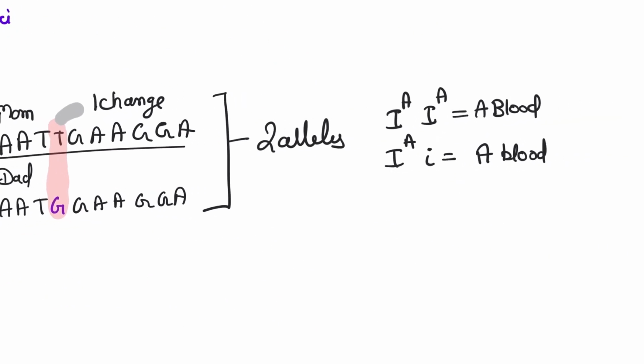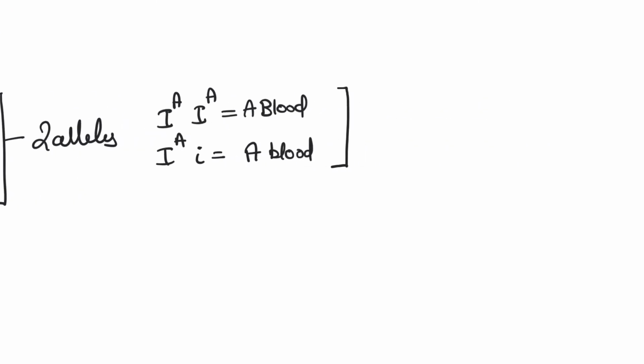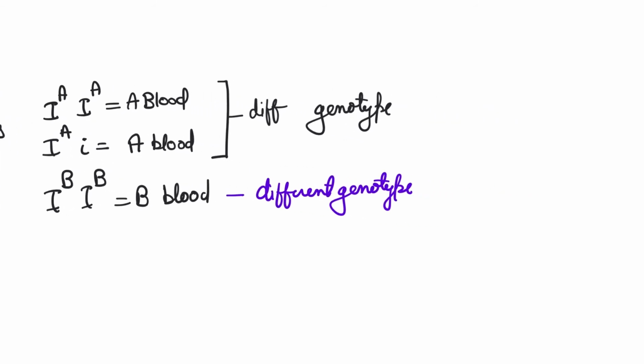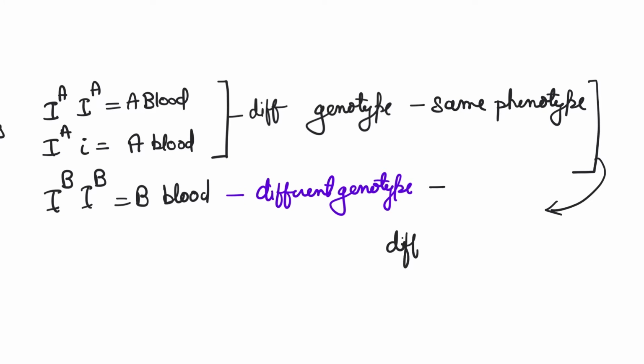But look at the B blood group. It could be IB. It's a different genotype, right? So the first two were different genotype, same phenotype. And the second two are different genotype, different phenotype, right? Now, why do we use measurable? I hope you remember, because we measure this biochemically. Okay. Now, how do we define phenotype?